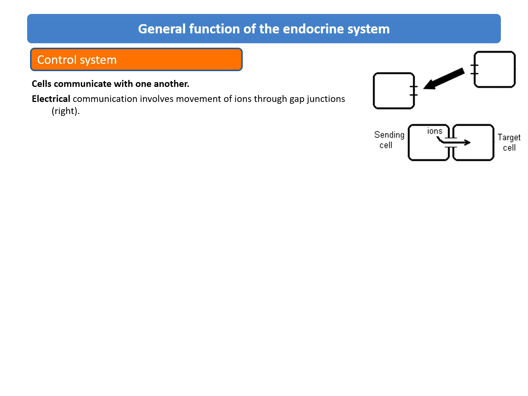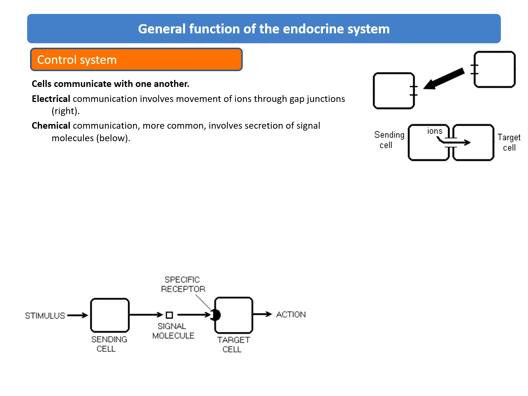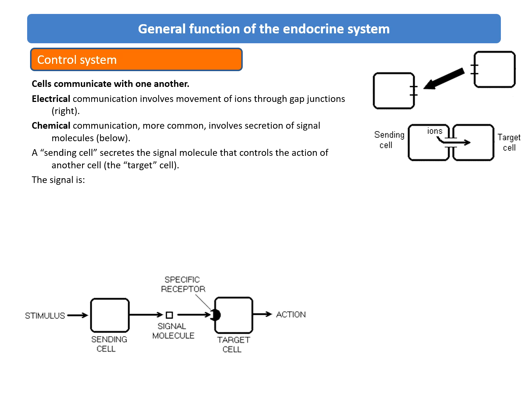Electrical communication involves the movement of ions through gap junctions. The cells have to be in contact with one another. Chemical communication, probably more common, involves secretion of signal molecules. The sending cell secretes the signal molecule that controls the action of another cell, the target cell.